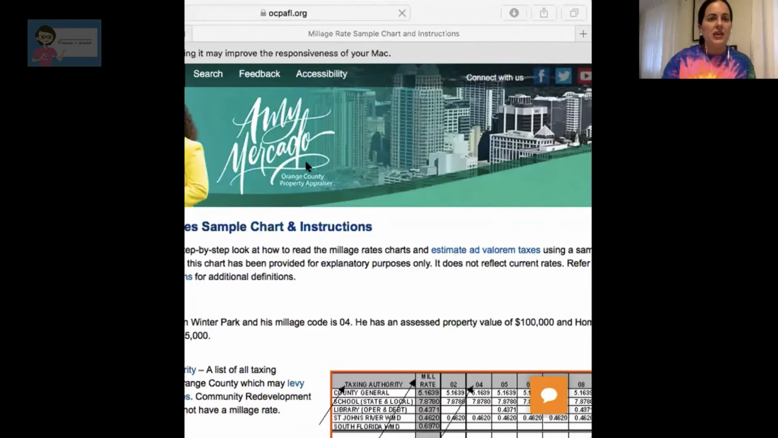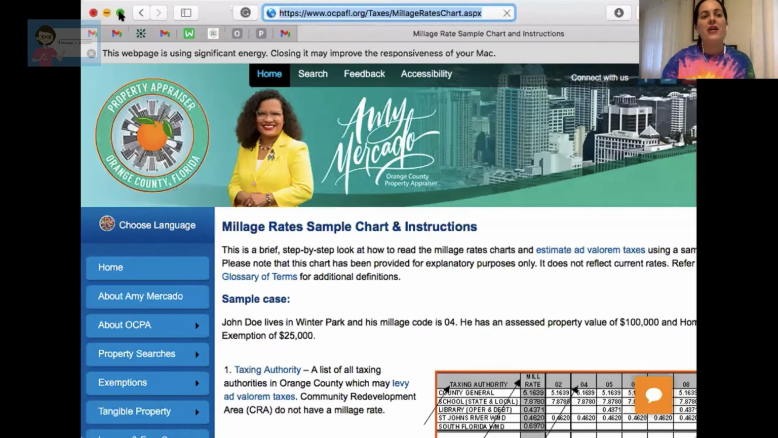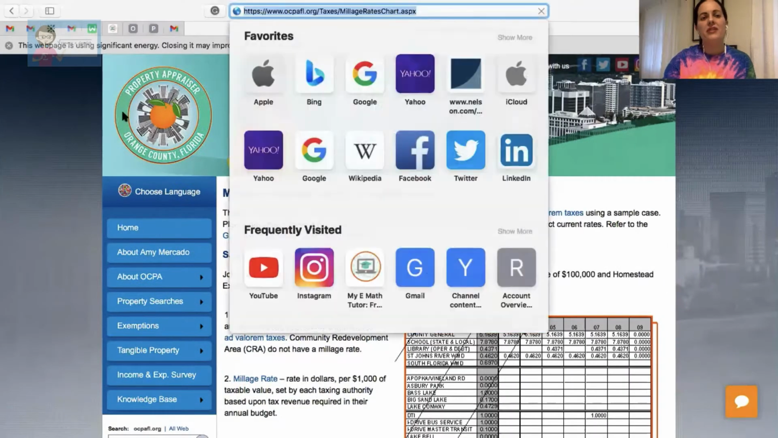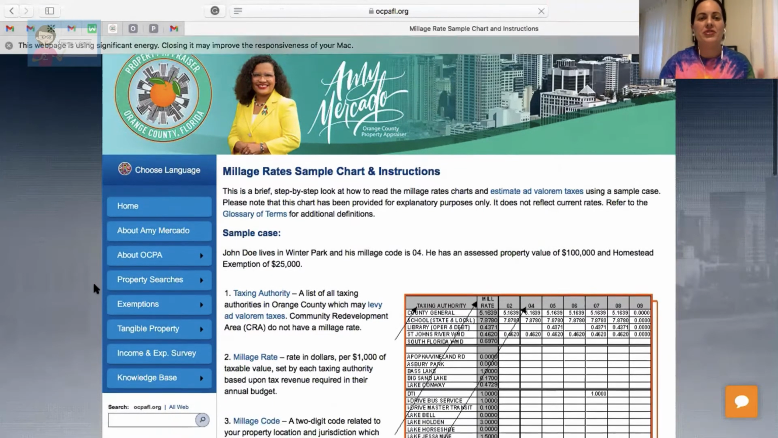Let me go ahead and share the screen. I want to show you this really good website, right here. Let me just move this out of here. Okay, so this is the Orange County Property Appraiser website. I felt that they had a really easy way of explaining what a millage rate is, and they give you a chart here.